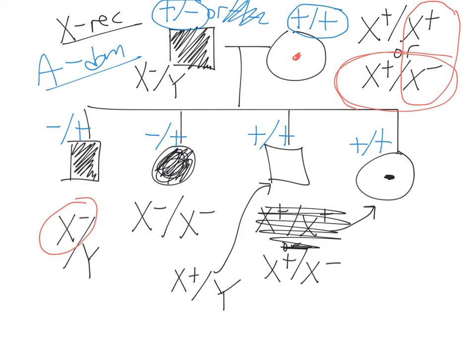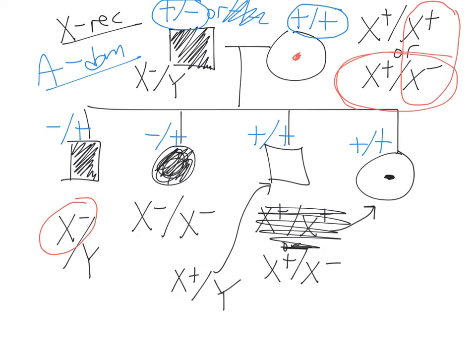The two affected kids each have a minus. The unaffected kids are both plus over plus. So we could invent a scenario where this could just as likely be autosomal dominant. So this is either X recessive or autosomal dominant. We haven't ruled anything out yet.